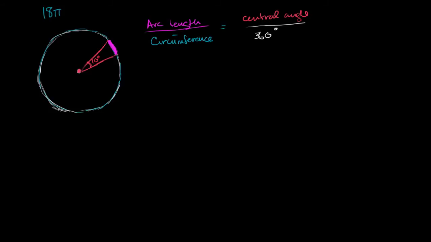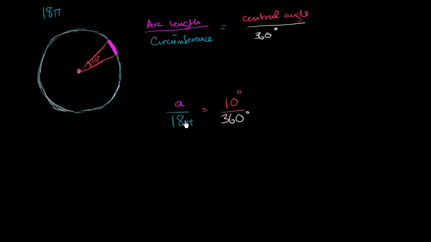We know the circumference is 18 pi. We're looking for the arc length. I'm just going to call that A, A for arc length. That's what we're going to try to solve for. We know that the central angle is 10 degrees. So you have 10 degrees over 360 degrees.